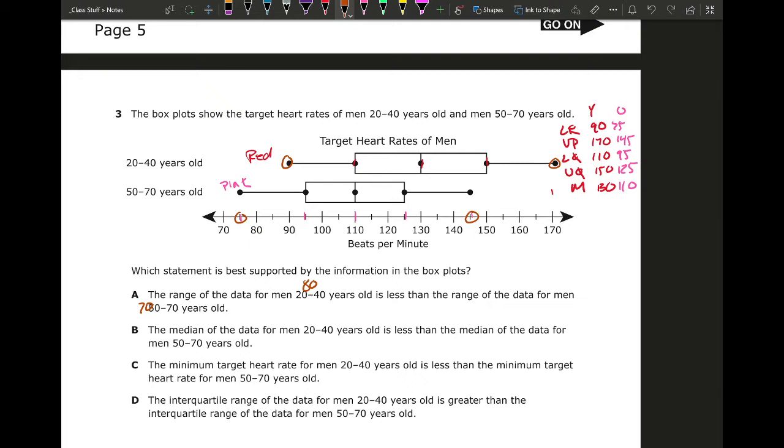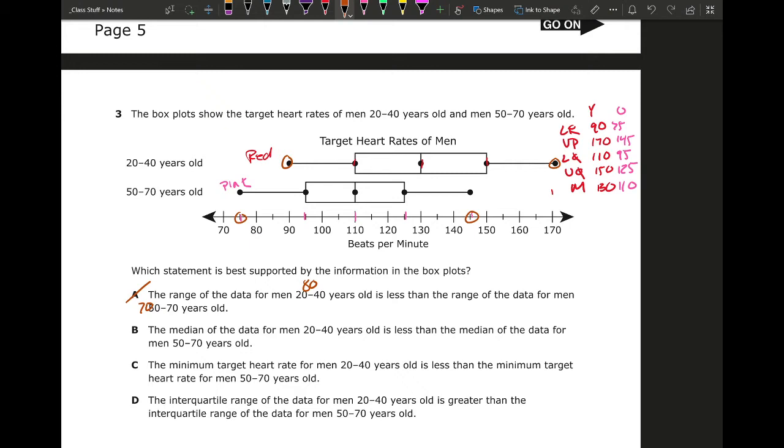Is that less than the older ones? No. Right? Because we have 80 for the younger, 70 for the older. And he's saying the opposite. B, the median for the data of the younger is less than the median for the older.